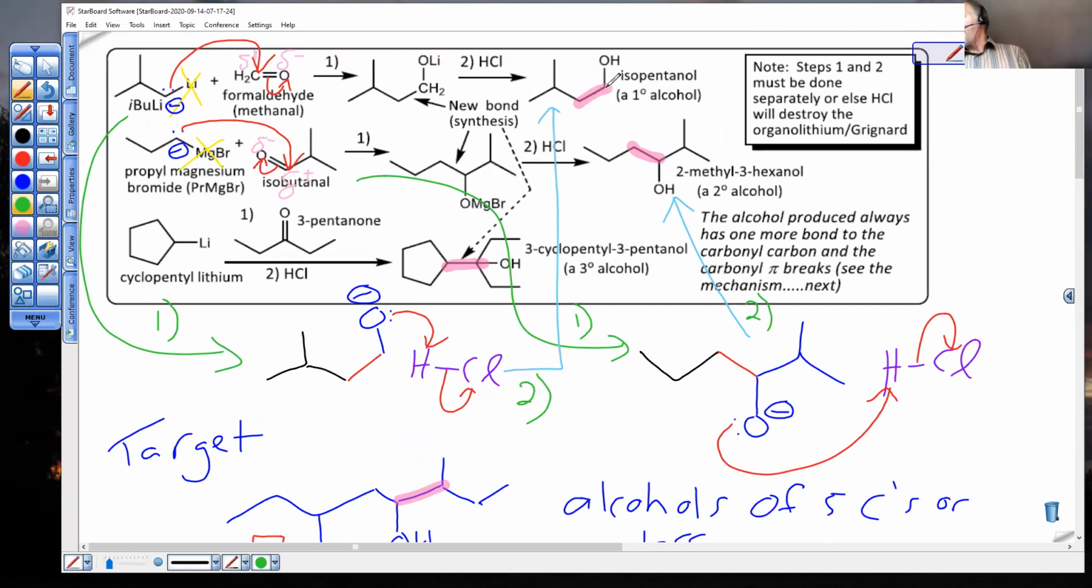The carbon that got attacked was this carbon. So it used to be a carbonyl. There it is. The carbon that got attacked in this approach used to be a carbonyl there. And that's this carbon. And the attacker is everything to the left. The attacker here is everything to the left. Isobutyl and propyl.